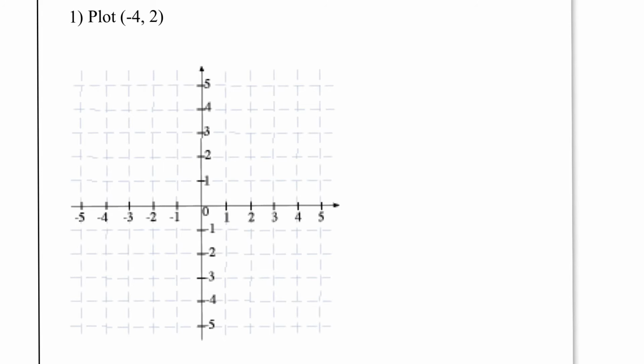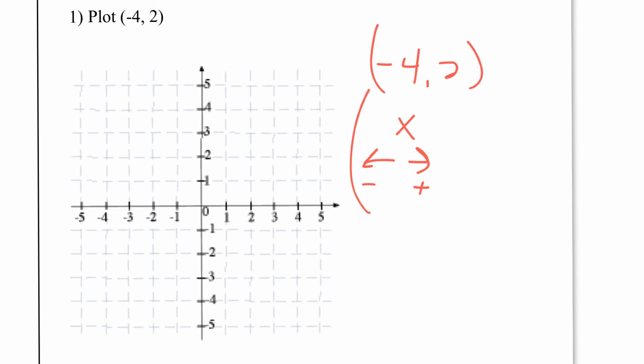In this problem, we're supposed to plot the ordered pair negative 4, 2. This first value is the x value. That tells you how far to go left or right: left if it's negative, right if it's positive. The second value, 2, is the y value. That tells you to go up or down. Up is positive and down is negative.